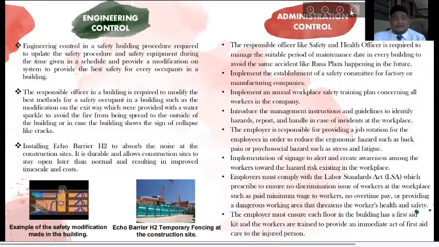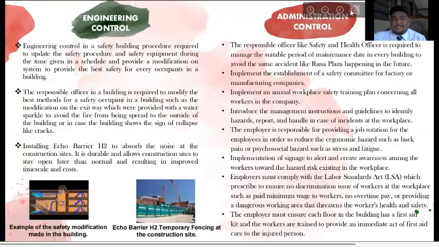So this is the example that we put in this slide, which is the installation of Eco Barrier H2. It helps to absorb the noise at the construction site. It's durable and allows the construction site to stay open later than normal, resulting in improved timescale and cost.